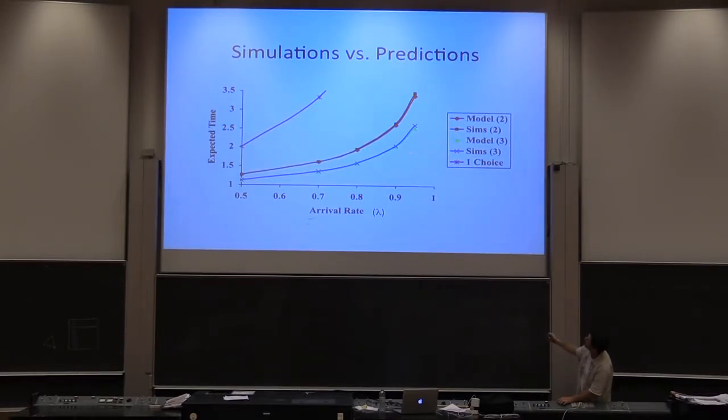And 3 choices, as you expect, can help some, but not as much as the big jump from 1 to 2.